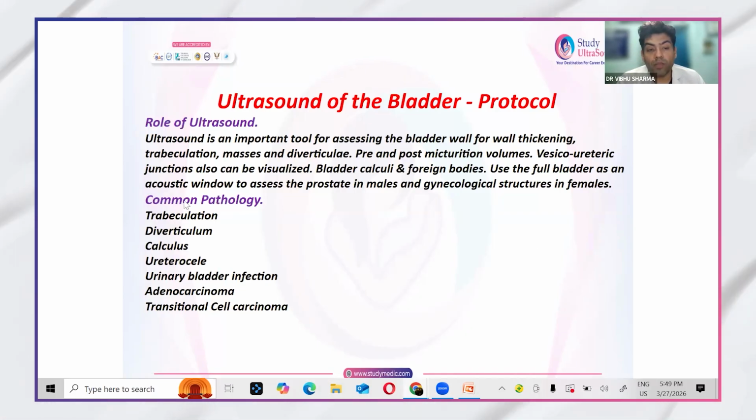So these are the common pathologies that you can look for. First thing is trabeculations, then diverticulum, calculus, ureteroceles, urinary bladder infection, and then adenocarcinoma, transitional cell carcinomas.